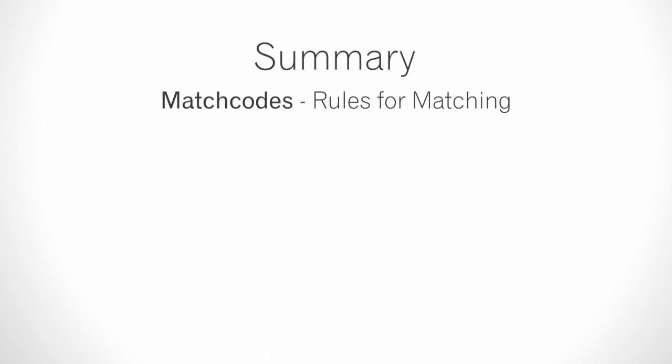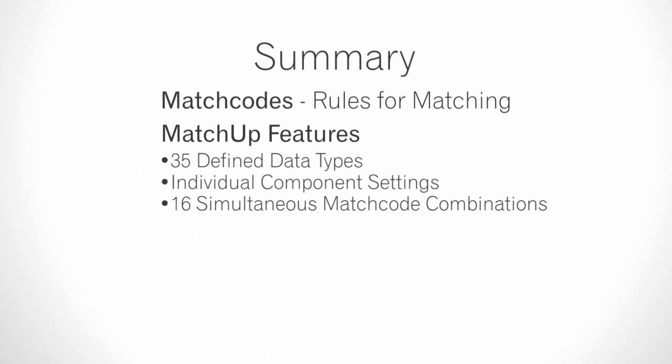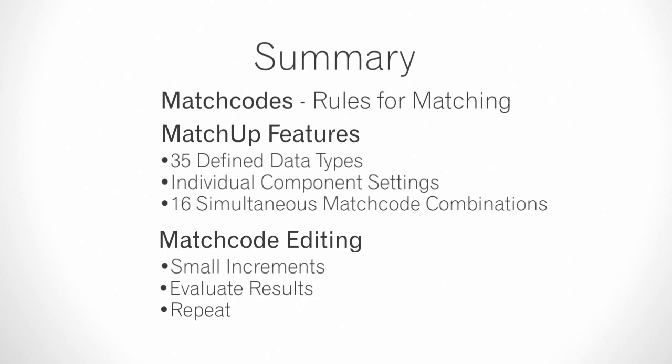If any one of the columns are satisfied, the records are returned as a match. So in summary, the match code editor lets you define the match code, the rules which determine whether the records will match or not. With 35 defined data types, individual component settings, and up to 16 simultaneous match code combinations, match code gives you a lot of flexibility to match records. And please note, when editing match codes, make changes in small increments and evaluate the results and repeat the process as necessary.